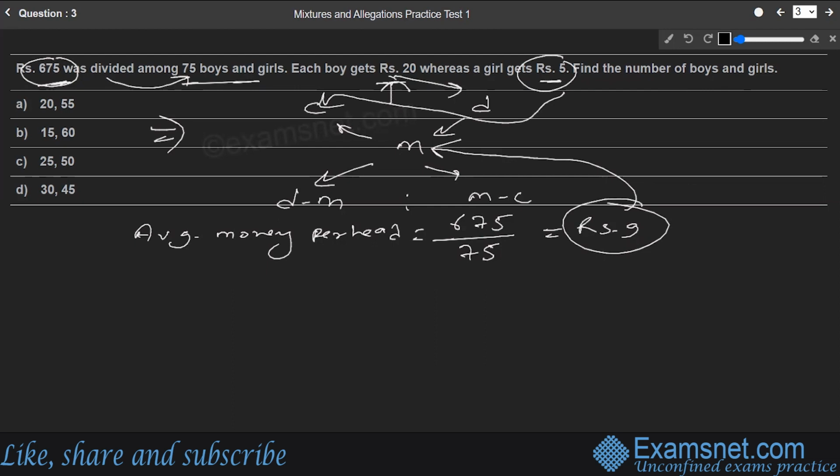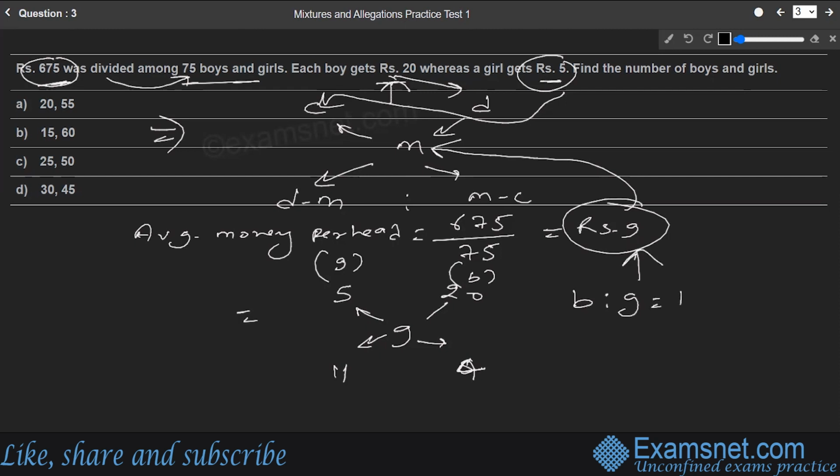Okay, so we can again make that allocation chart. Cheaper part is 5, dearer part is 20. The mean price that we want to make is the average one, and then we can find the ratio in the same format as done above. So 20 minus 9 is 11, and 9 minus 5 is 4. 5 was the girls' part and 20 was the boys' part. So the ratio in which the money should be given, boys to girls, is 4 is to 11. That should be the ratio.